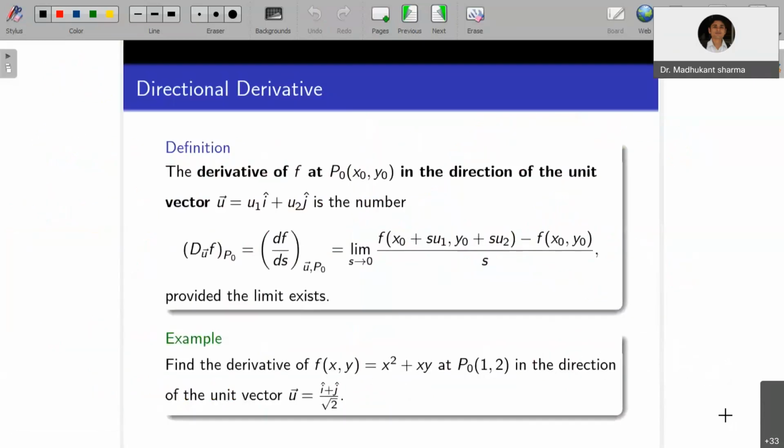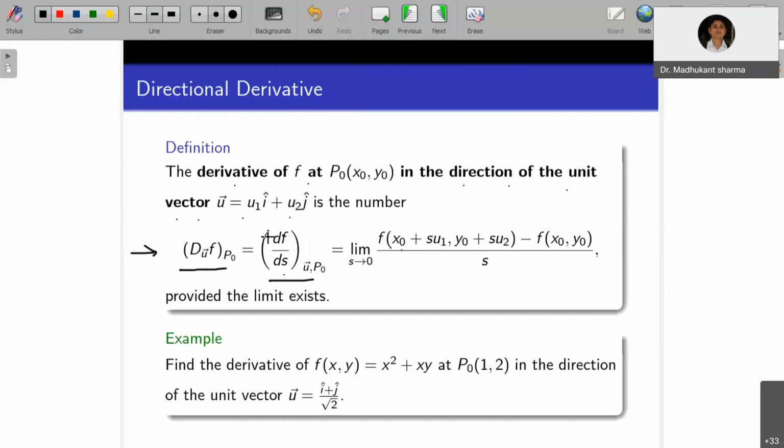Right, so you have the definition of this. Here we are having this notation, df by ds, because you have s as the arc length parameter. So we say df by ds in the direction of u at the point p naught, where p naught is (x naught, y naught). Here is the definition: the derivative of f at p naught in the direction of the unit vector u. Whenever you are asked to find the directional derivative in the direction of some vector, first you should make it a unit vector to use this definition. This is the first thing you have to do.